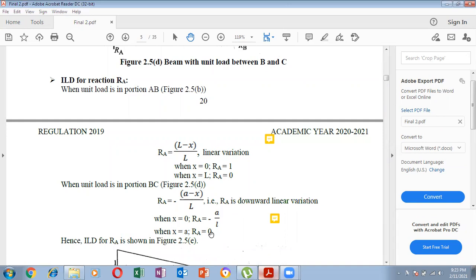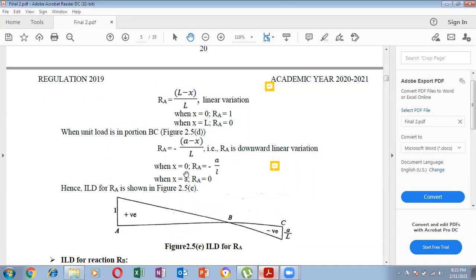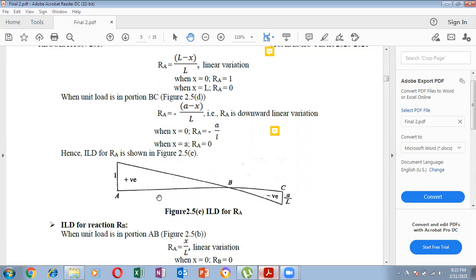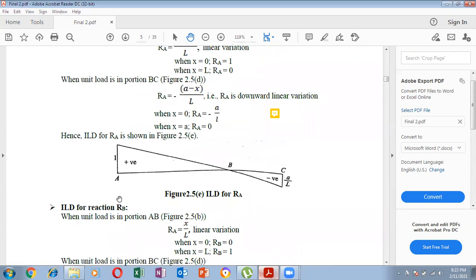Now we have obtained the ILD for RA, marking these points. When X is equal to 0, RA equals 1. When X equals L, RA equals 0. In the overhanging portion, when X is equal to 0, RA is minus A by L, that is negative, and when X is equal to A, RA is equal to 0. So this is the final influence line diagram for the reaction RA in an overhanging beam. Next is to find the influence line diagram for reaction RB.